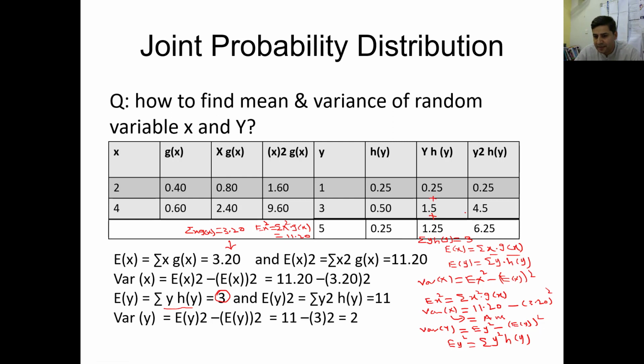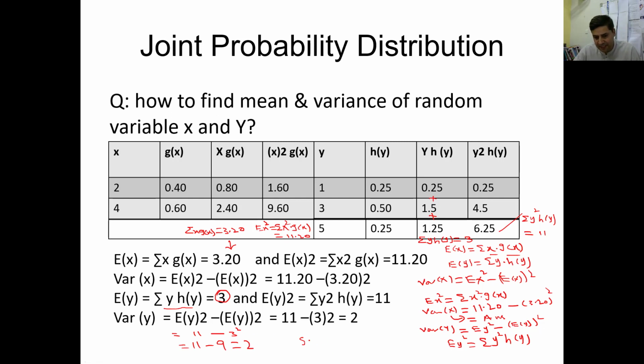So the sum of this will be summation y² h(y), which we have already calculated, and which is equal to 11. So the variance of y is E(y²), which is summation y² h(y), that is 11, minus E(y) whole square, which is already 3². So 11 minus 9 is 2. So this is the variance.